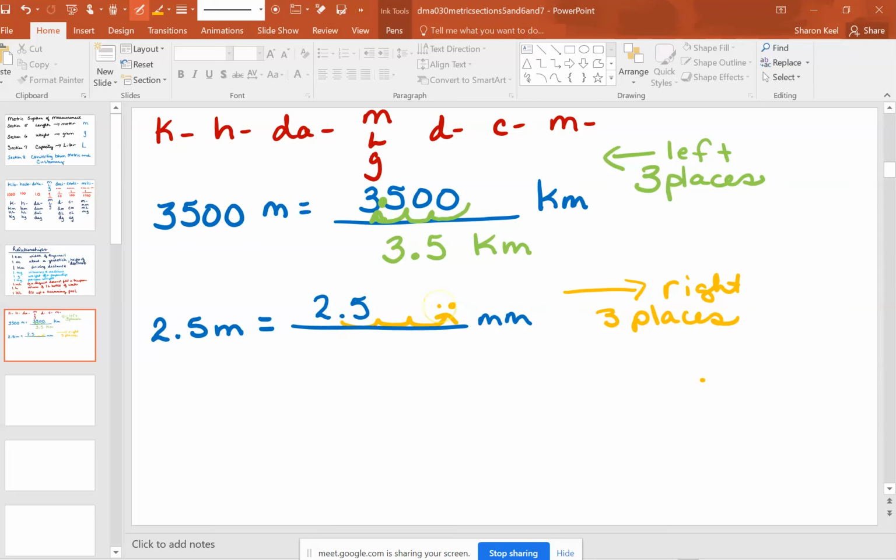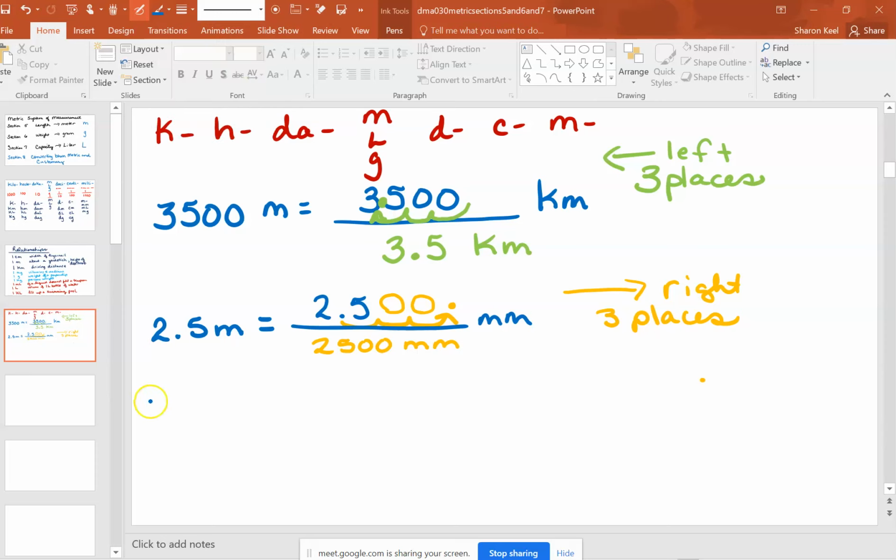It doesn't automatically mean add 3 zeros. You move 3 places from where the decimal is. And here it was between these two. So I'm only going to add 2 more zeros. And the answer would be 2,500 millimeters.